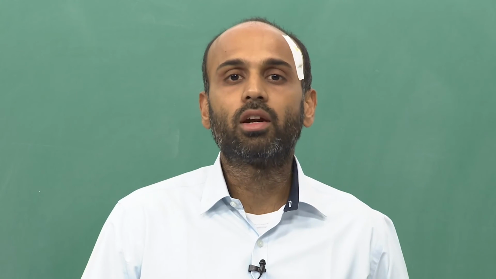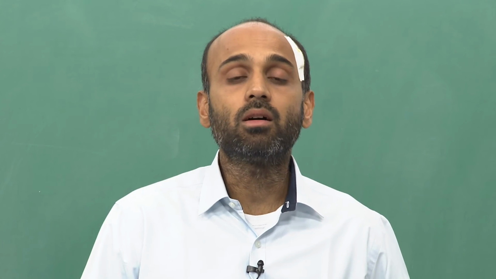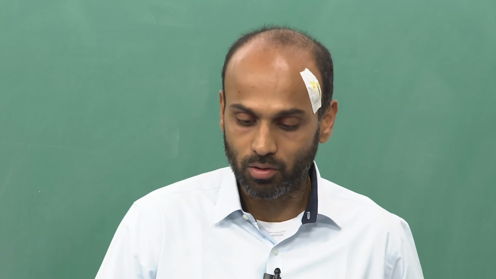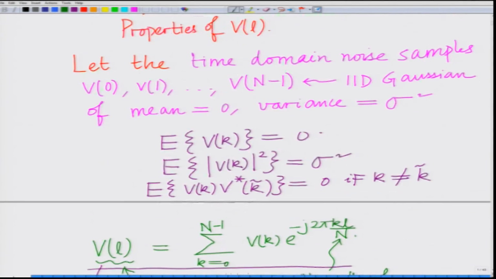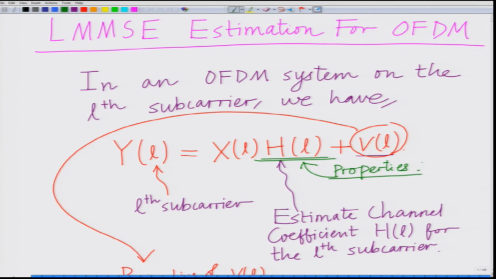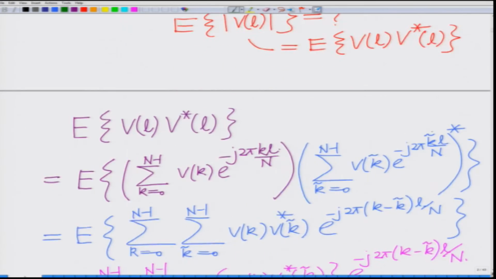Okay. Now, let us go back and characterize the prior variance, that is, the properties of the channel coefficient HL corresponding to subcarrier L. So, we would like to characterize the properties of the channel coefficient HL.